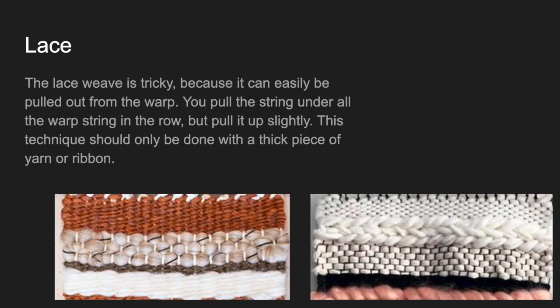Then you have lace. This is where you're going under one whole row and not really pulling tight, and that way you can see your warp strings, okay? And for this to work, you must use a thick yarn. So if you want to do this technique, you might need to get your own yarn, or if you have a piece of ribbon, but the yarn that I have so far is not thick enough for this technique unless you were to double it up.